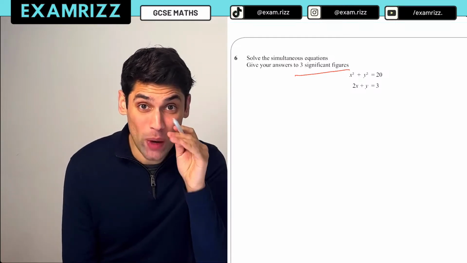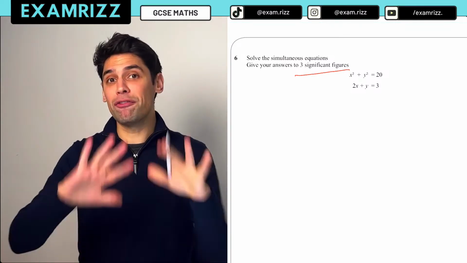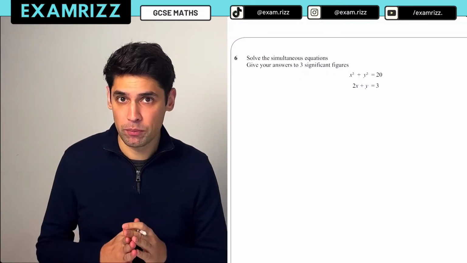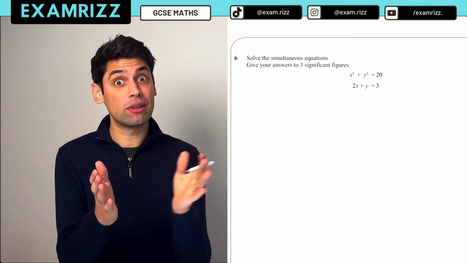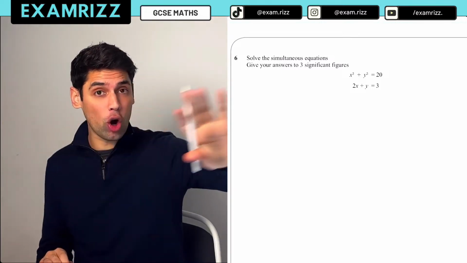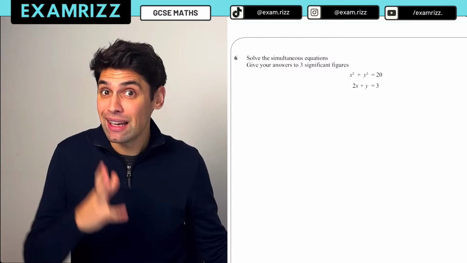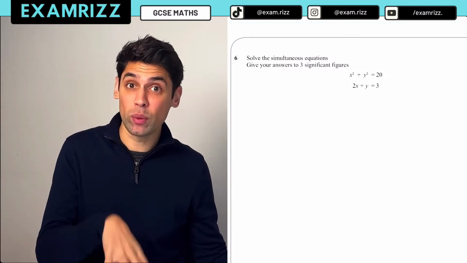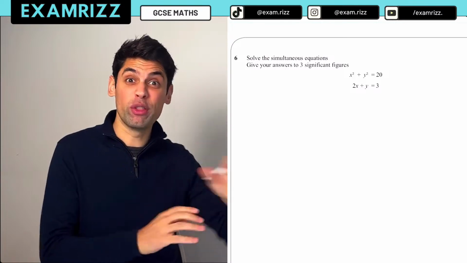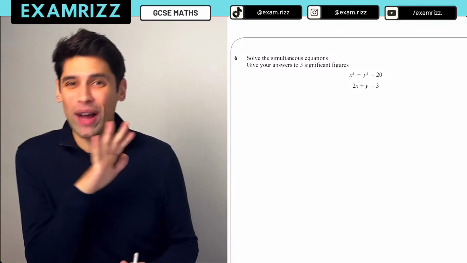Now, when it comes to quadratics, when they tell us to give it as 3 significant figures, that is letting us know that factorization does not work. Because if it factorizes, we'll be able to write it as a number or a fraction. 3 significant figures implies it's going to be a really long, horrible number. So what that means is the quadratic formula. So this question is already telling us that we are going to use the quadratic formula to solve the final stages of this question.